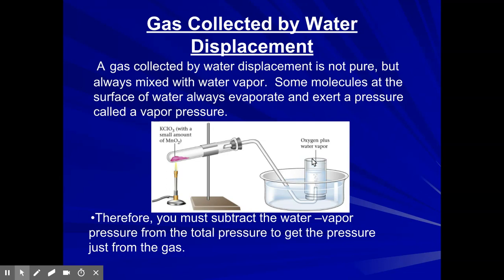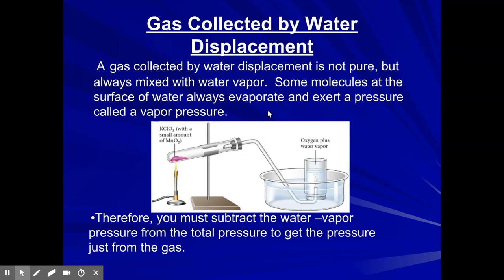from the atmospheric pressure, which is pushing on the outside of this. It turns out that the total pressure in here is equal to the total pressure out here, and we call that pressure atmospheric pressure. So we subtract the pressure of the water vapor from atmospheric pressure, and that gives us the pressure of just the oxygen gas inside.